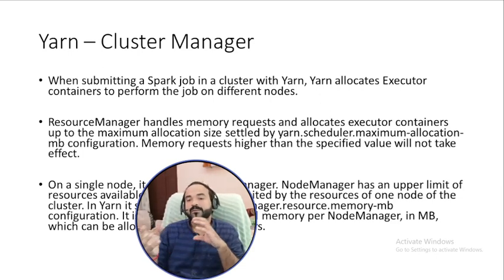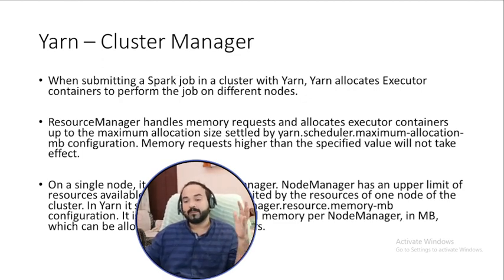So resource manager allocates the memory to these Spark jobs and all that, and it will launch their jobs inside these containers. So on a single node, it is run by the node manager. Node manager has an upper limit of the resource available to it because it is limited by the resource of one node of the cluster. And in YARN, it is set up by the yarn.nodemanager.resource.memory-mb configuration.